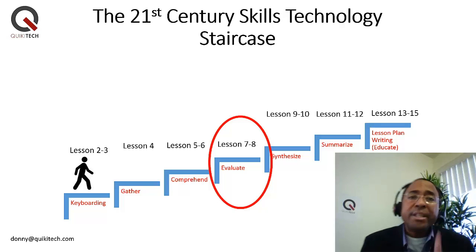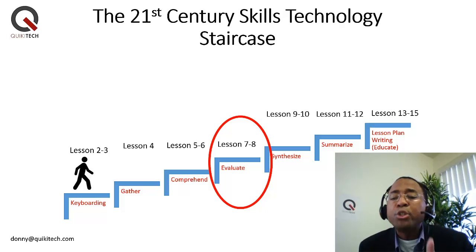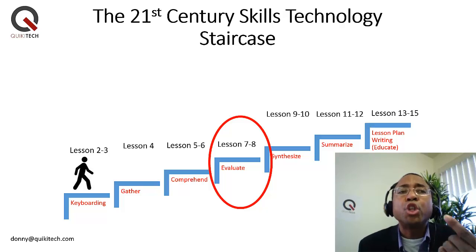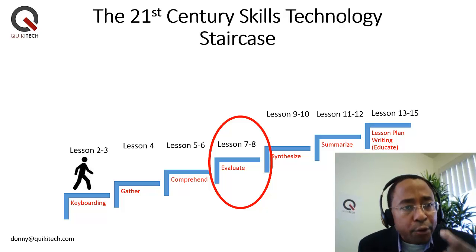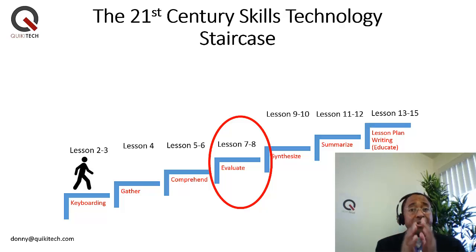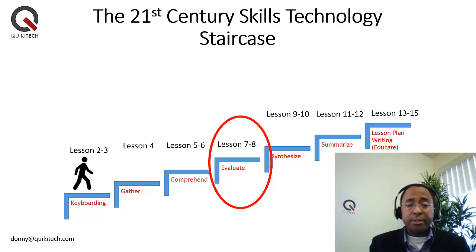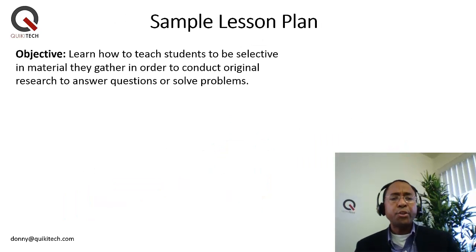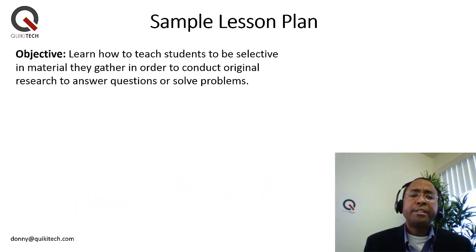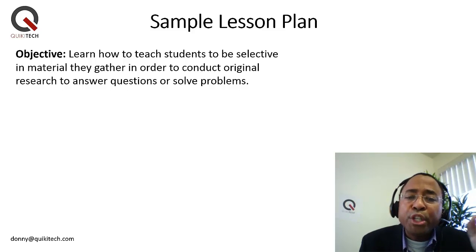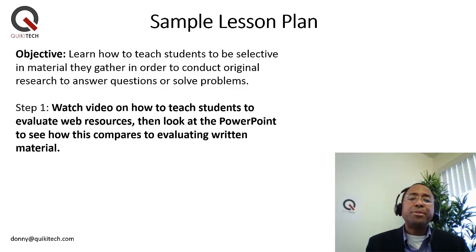So in this lesson, again, what we want to do is evaluate information and help our students learn to evaluate the information they gather. This word is used in the Common Core standards. That's why we're listing it here verbatim. So the objective is to learn how to teach students to be selective in material they gather in order to conduct original research, to answer questions, or solve problems.